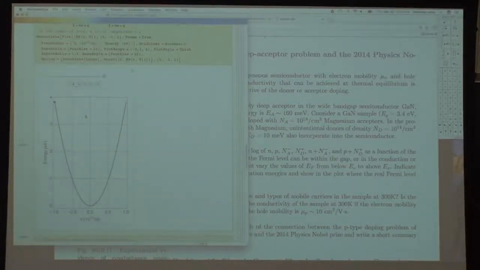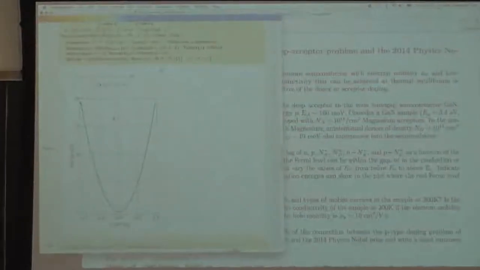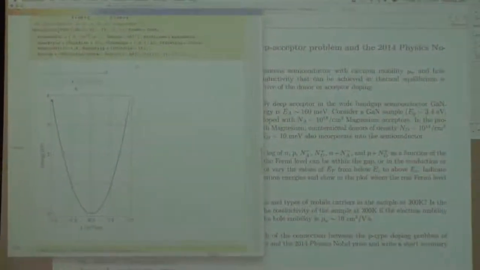Now I turn on an electric field. And what the electric field will do is sweep the k values. That's very simple. It's just going to change the k values. Right? So if I have a constant field, this thing is just going to keep going down and going back up. Right? I mean, that's very straightforward, nothing fancy.